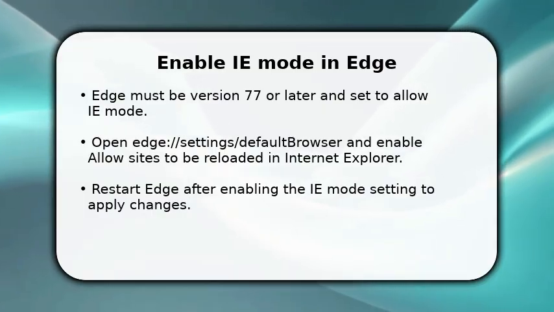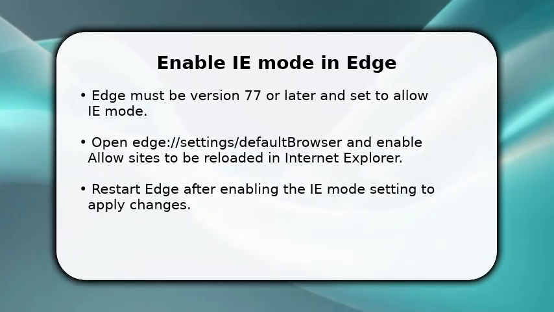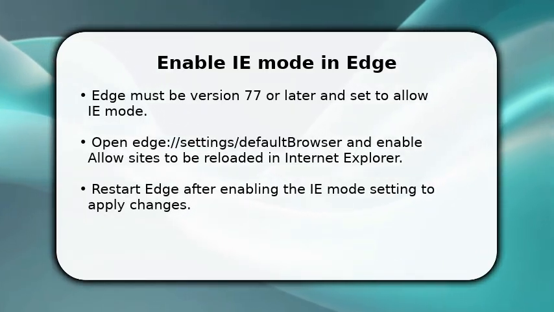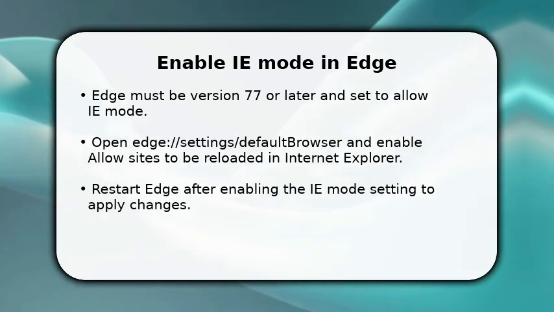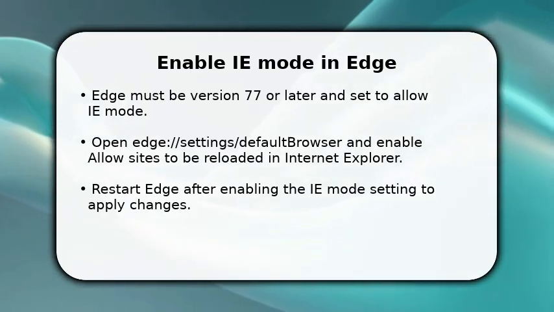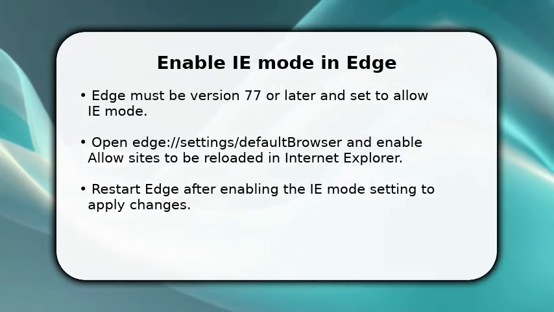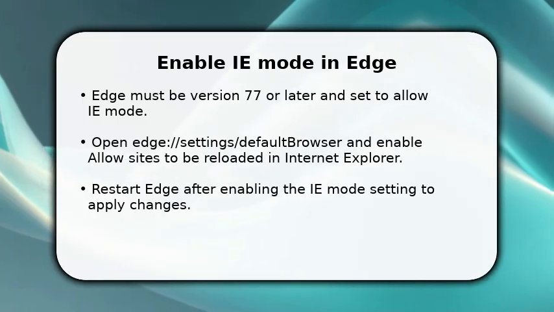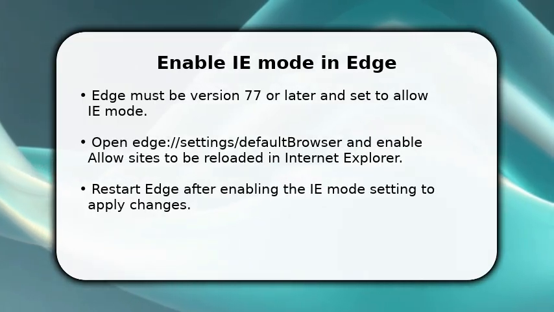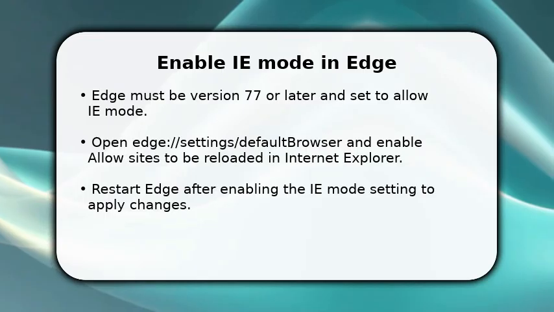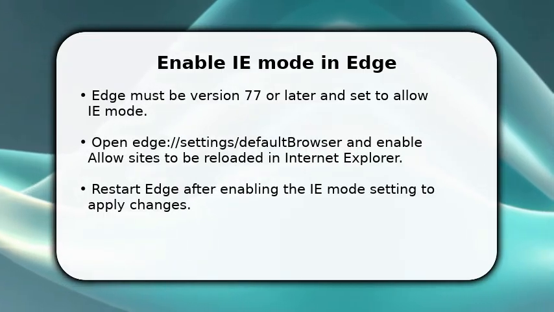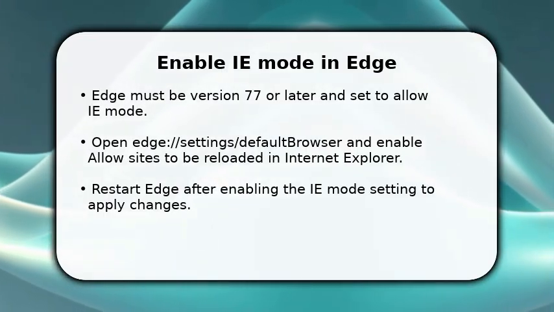First, confirm your Microsoft Edge version is 77 or later on your device. Open the address bar and type edge://settings/defaultBrowser to go directly to the default browser settings. Find the option labeled Allow sites to be reloaded in Internet Explorer mode and switch it to Allowed. After changing the toggle, close all Edge windows and restart the browser to ensure the setting takes effect.